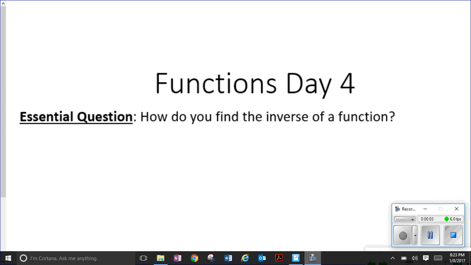Okay, so these are the notes for functions day 4. Make sure you're in OneNote. You've gone down to functions day 4. And the essential question is, how do you find the inverse of a function? So anytime that you need to, go ahead and pause this, and then you can start it up when you're done writing.